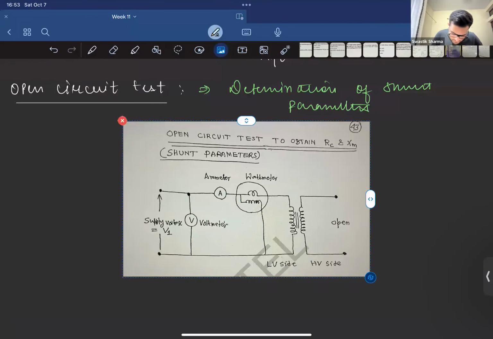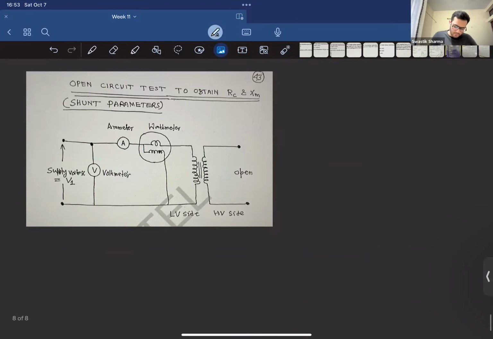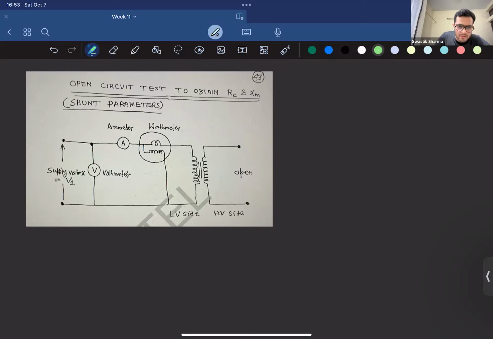Let's say we have some supply side, some transformer which has a voltmeter and an ammeter connected to it in addition to a wattmeter, right? We supply it with the supply voltage at the LV side, and we keep the high voltage side open. Now what happens? These three meters will show some value, right?